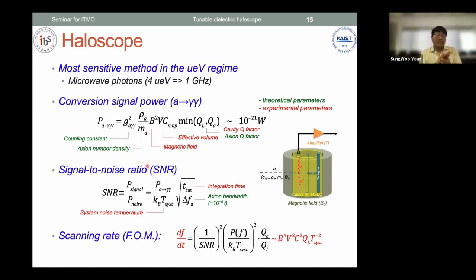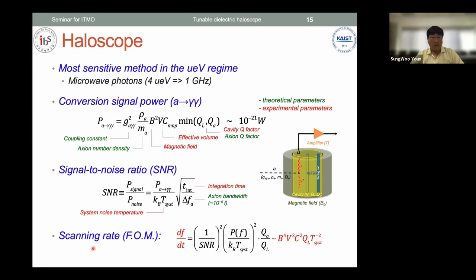The experimental difficulties are, first, of course, that the coupling is very weak. The second is that we don't know the mass. So basically the experiment has to tune the frequency over as large a range as possible.